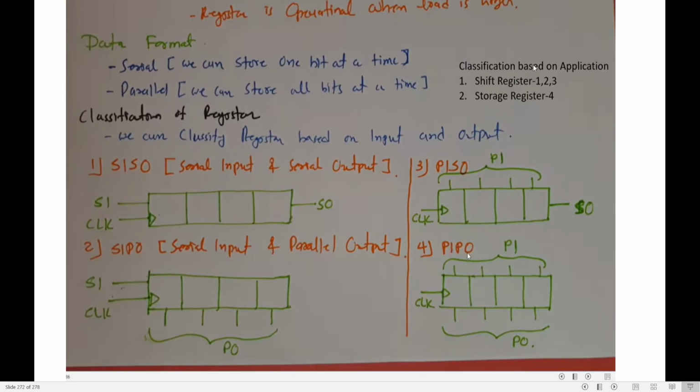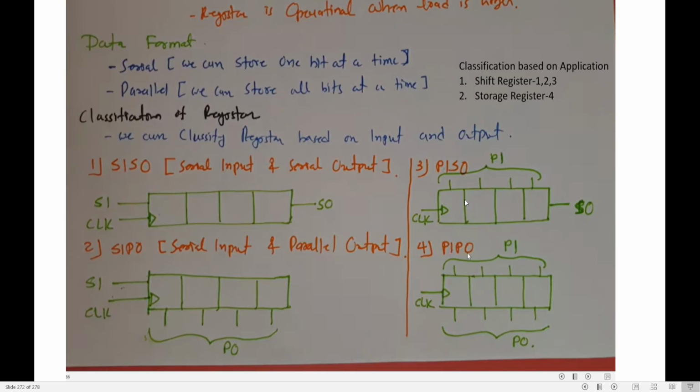You can classify a register based on the applications. If I want the data to come from serial in to serial out, the bits will be shifted from one position to another position to come outside. So if the bits are internally shifted, you call it a shift register. So serial in, serial out is a shift register. Serial in, parallel out. What is serial in? Serially you store the bits one by one. So this is also an example of a shift register.